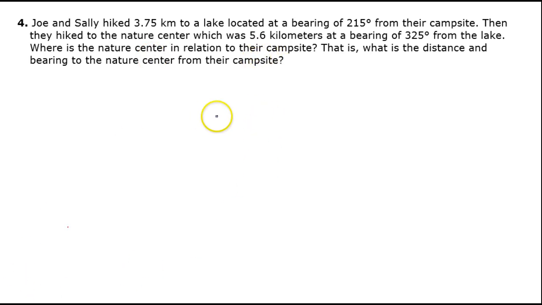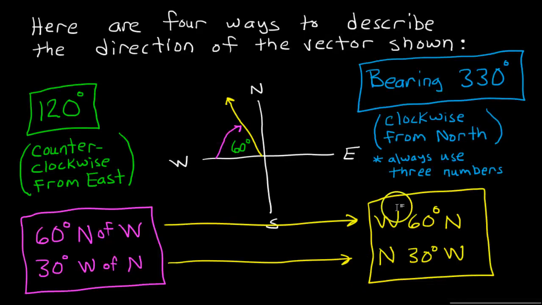Before we do the formal solution to this vector problem, let me just give you the big picture. So they are starting out at their campsite, all right? Pretend this is a tent, so this represents their campsite. And they travel 3.75 kilometers to a lake at a bearing of 215 degrees. Now, bearing is a way of measuring direction where you start at north and you go clockwise.